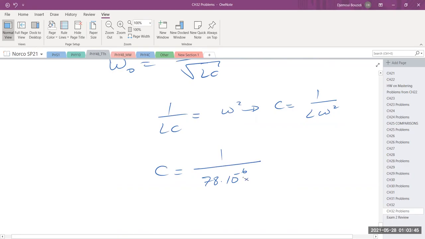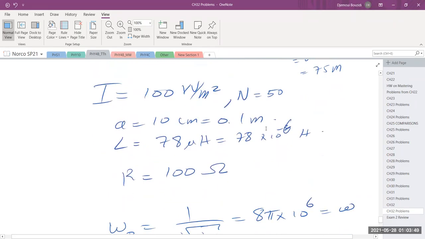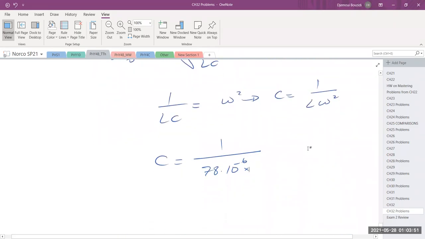And then you have omega squared. Omega squared, you have to square this number, basically, which is 8 pi times 10 to the power 6. So it's 8 pi times 10 to the power 6, the whole thing squared. Okay, 1/10 to the power 6, and another 10 to the power 6, they cancel. So I'll be left with one of them. So I will have a 10 to the negative 6 in here, because when I take it up, it's going to be 10 to the negative 6.